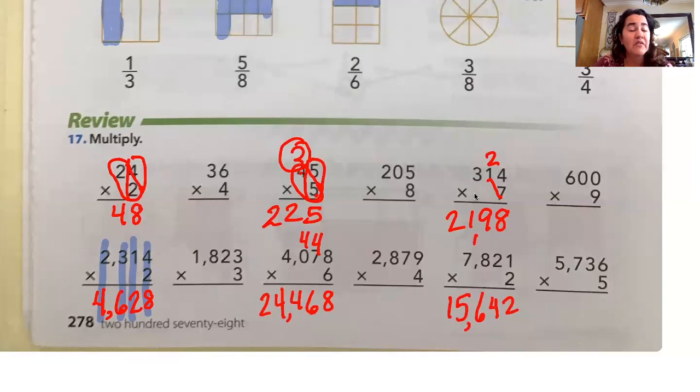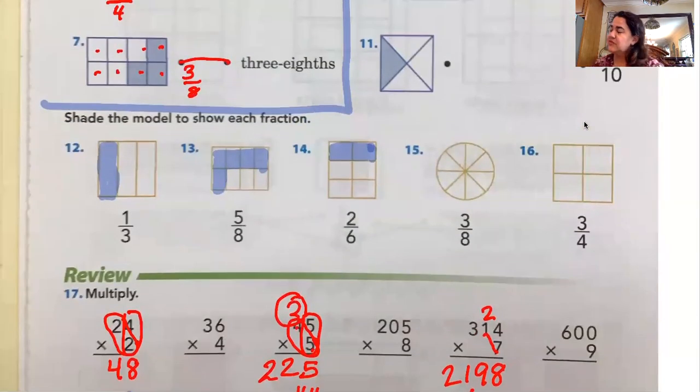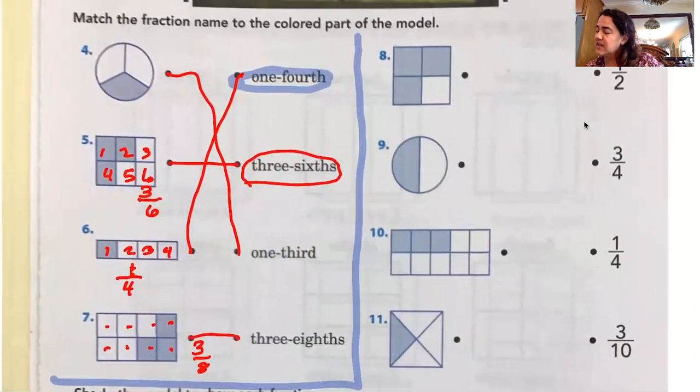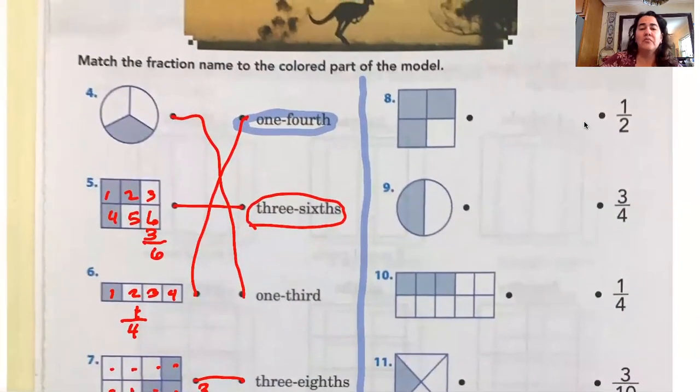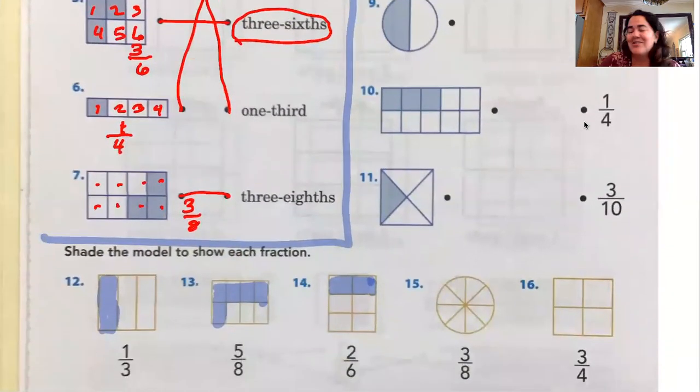Go ahead and finish it up if you want. Don't forget to finish the rest of the page. You still have to do 15 and 16 as well as 8 through 11. That's only a little bit more. It's about 6 problems. I think you can do it no problem.